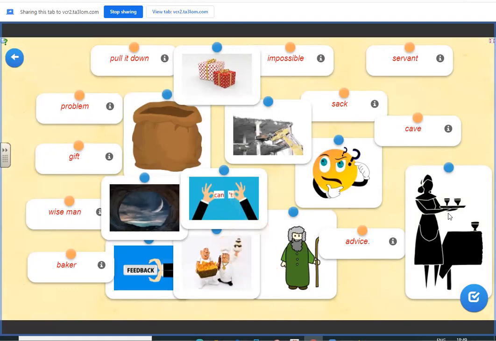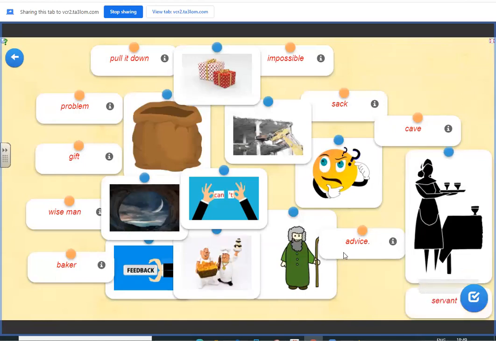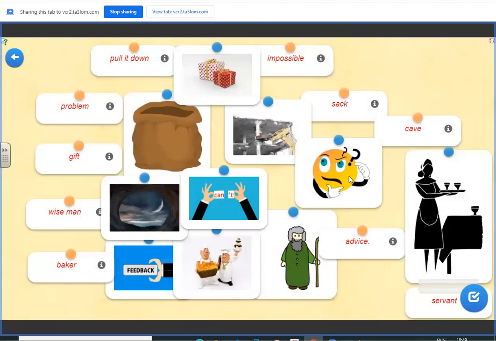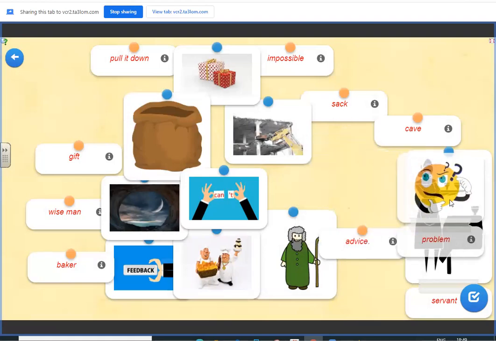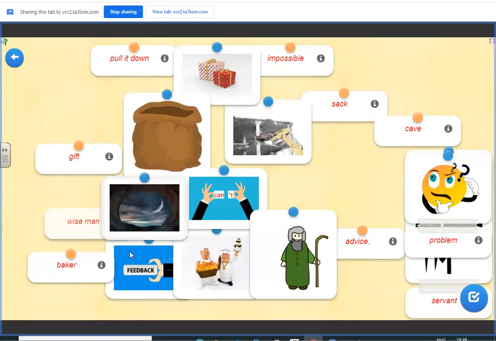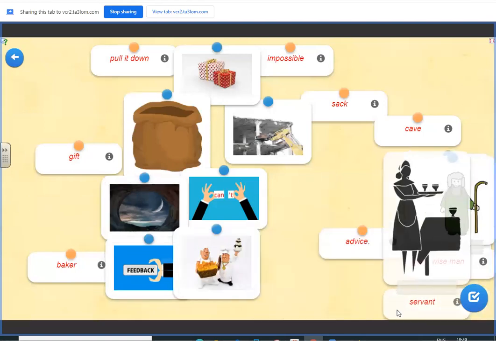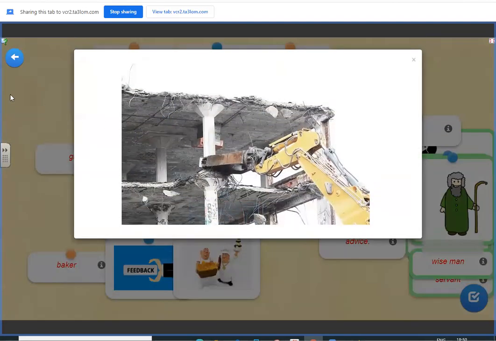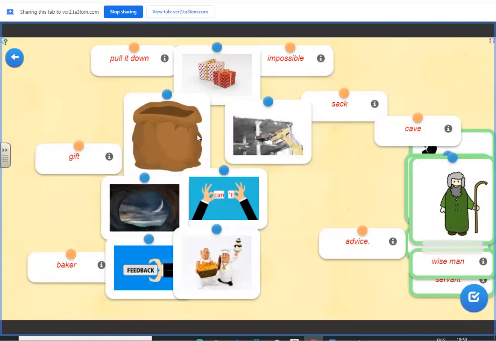Here is, of course, the servant, someone who helps us in our houses. And this is a problem, something we need to solve. This is the wise man. So you know now what's meant by a wise man, someone who helps us and we take his advice, or her advice if she is a wise woman, of course. And this means pull down, to destroy something, to put it down to the earth. Okay, so this is the meaning of pull it down.